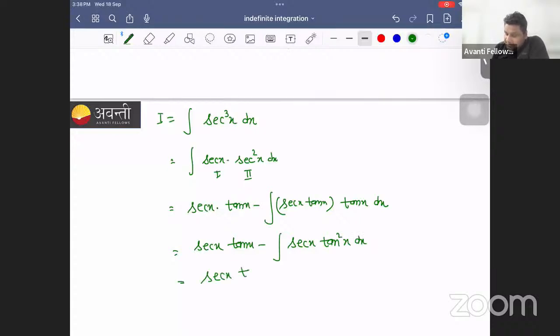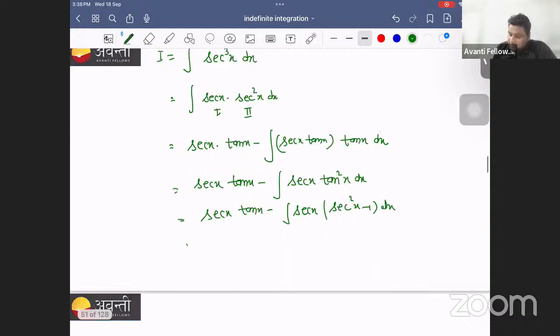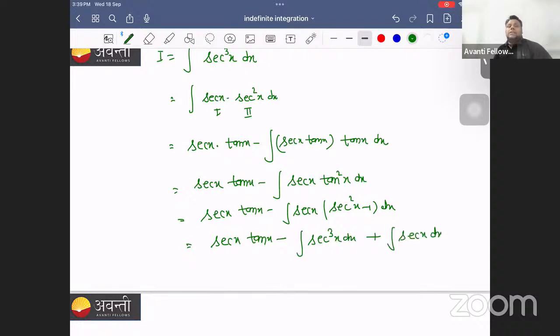Sec x tan x minus integration. Now see, I write this sec x as it is and this tan square x as sec square x minus 1. Got it? So it is sec x tan x minus. Now there will be two different terms. One is sec cube x dx. Other will be integration of sec x dx.